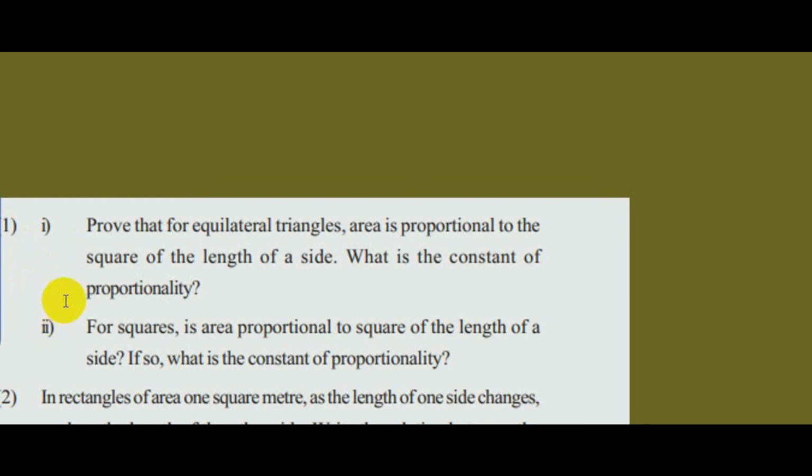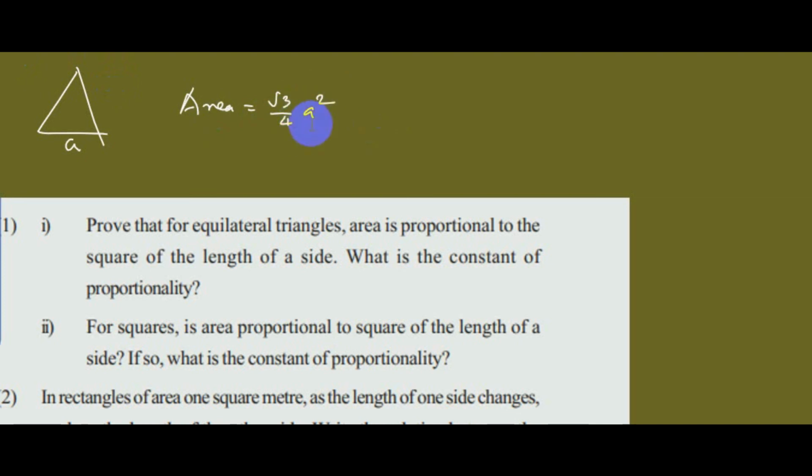Now, an equilateral triangle is considered. Here I am drawing an equilateral triangle. If its one side is a, the area of any equilateral triangle, we know the formula to find it. It is root 3 by 4 a square. I have already discussed how it is found. Area is equal to root 3 by 4 a square.